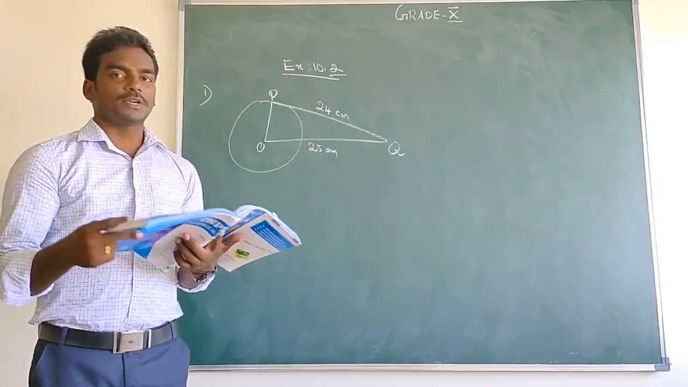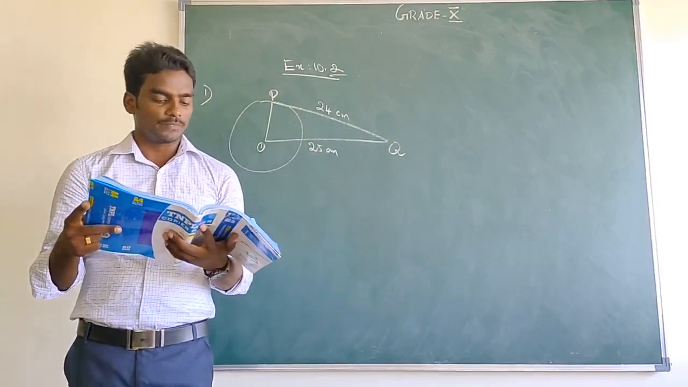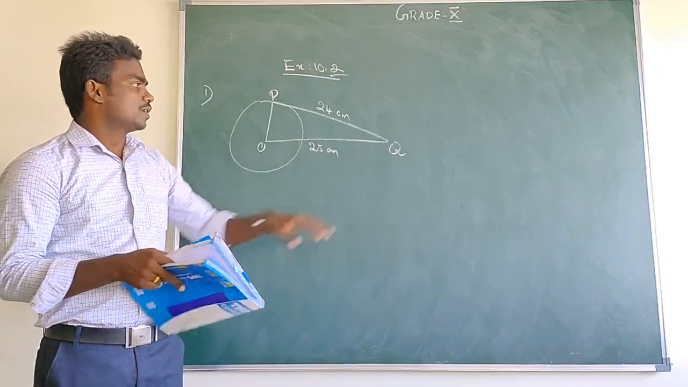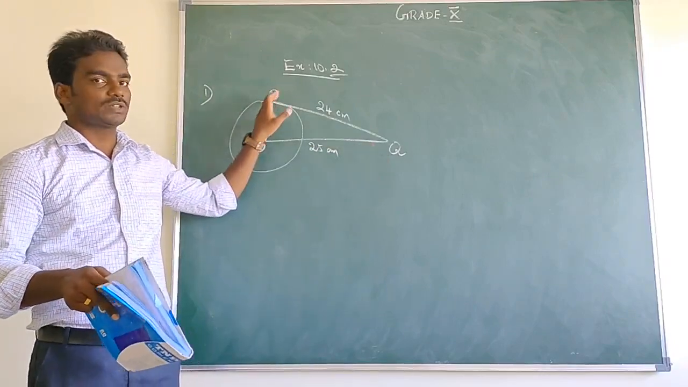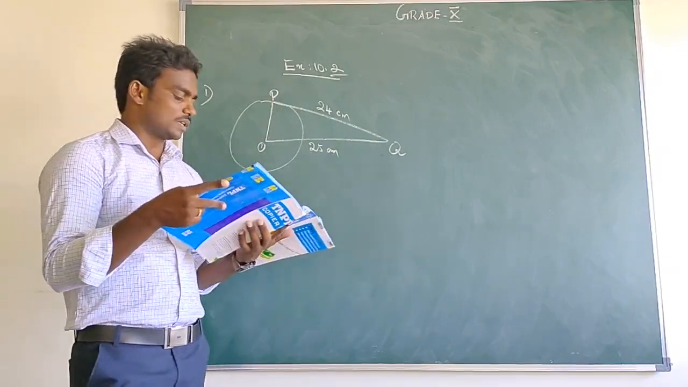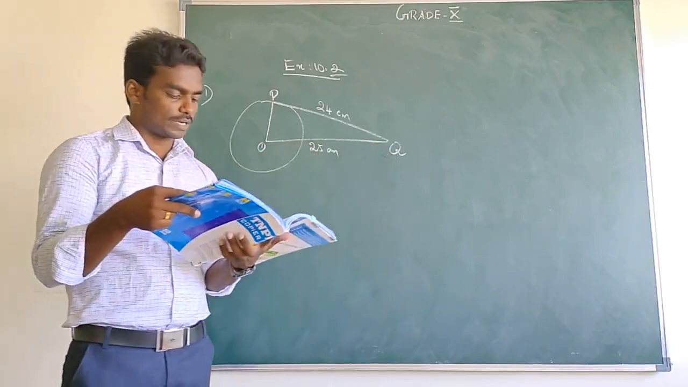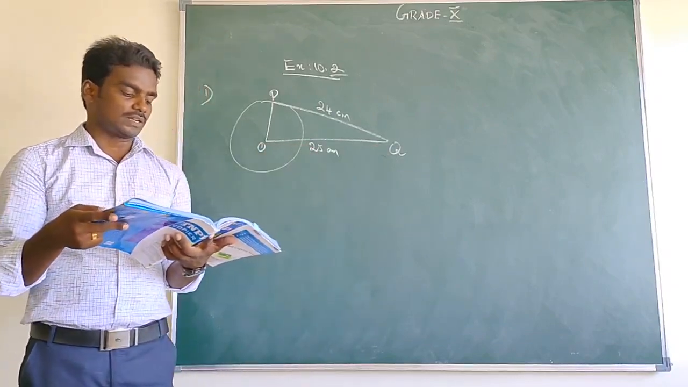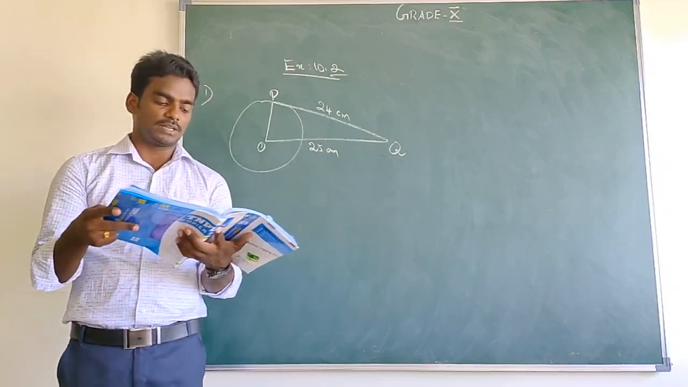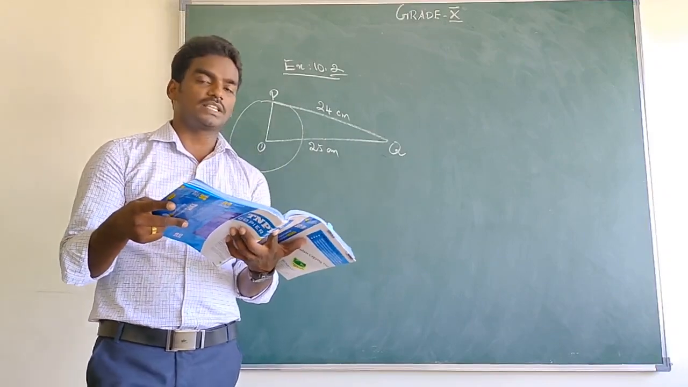Your exercise 10.2, first question. The first three questions are choose the correct answer. First one: from a point Q, the length of the tangent to a circle is 24 cm, and the distance of Q from the centre is 25 cm. You want to find the radius of the circle. Option A is 7 cm, B is 12 cm, C is 15 cm, and D is 24.5 cm.